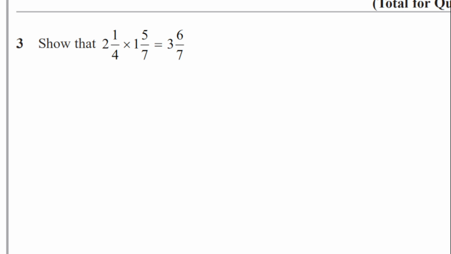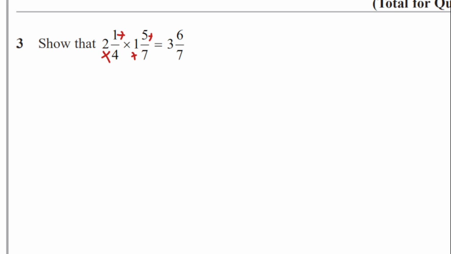Question 3 is 3 marks. It says show that 2 and 1/4 times 1 and 5/7 is equal to 3 and 6/7. To do this, I'll first multiply here and add there. Multiply here and add there.